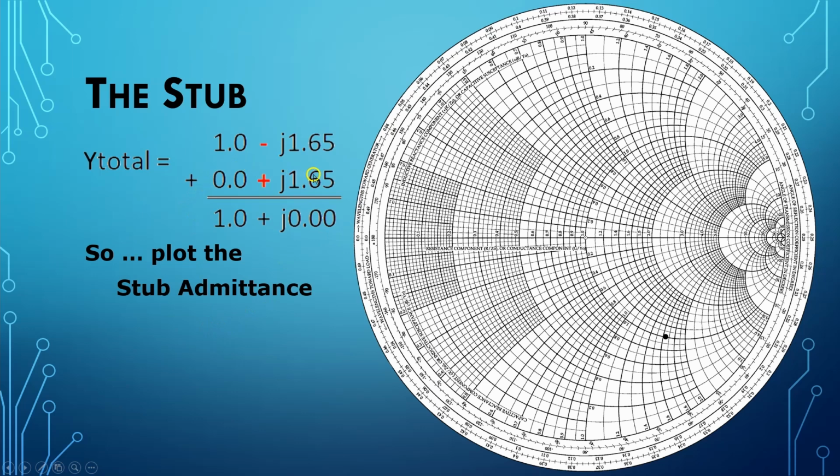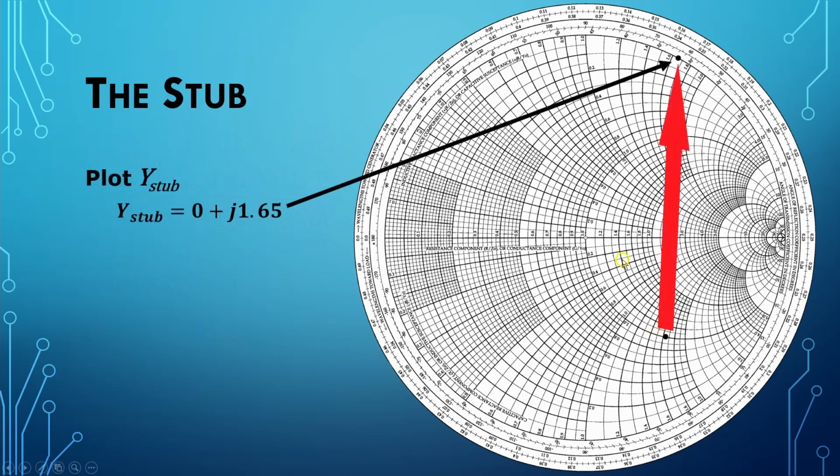So now we need to plot this on our Smith chart. Now the inside part of the outer ring of this, as I pointed out in the Smith chart tour video, is the G equals 0.